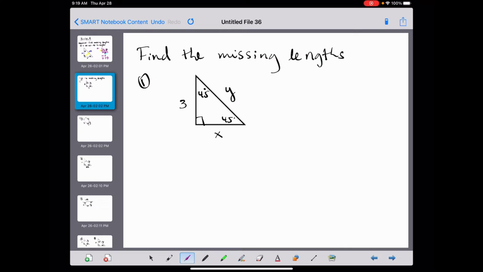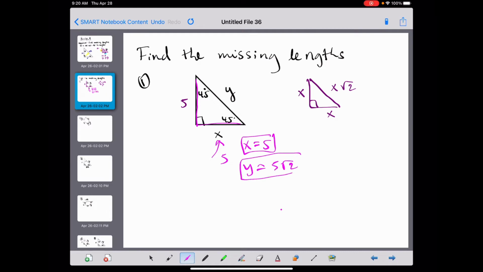Okay. So I don't want to give you that. Let's change it to a different number. Let's say it's 5. Okay? So if that side is 5, remember the pattern here? It's x, x, x square root of 2, right? So then x right here has to be 5, so x equals 5. And y is whatever these sides are, you just multiply by square root of 2. So in this case, it's going to be 5 square root of 2. Okay, so again, this is a simple case. Let's move on to number 2.